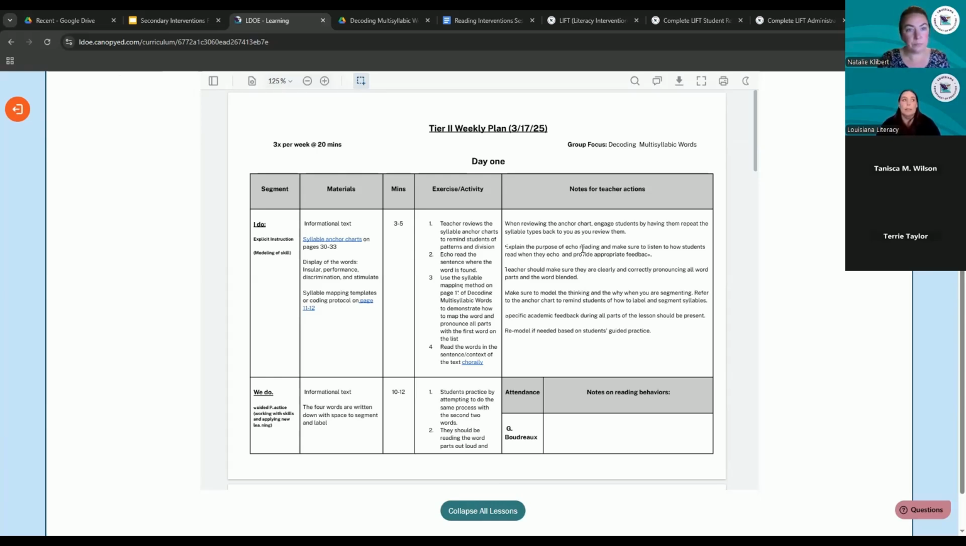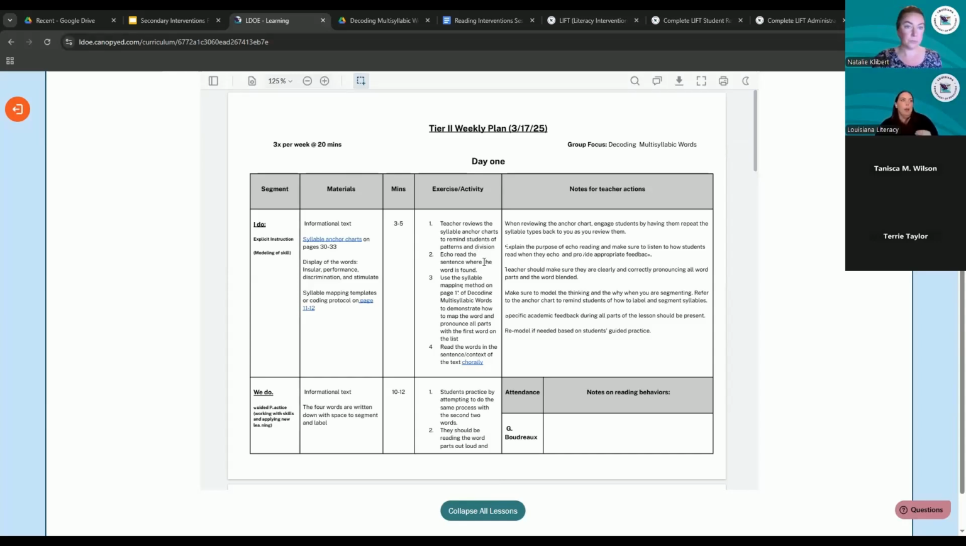So it could be as simple as me saying CVC means consonant, vowel, consonant, and then making them repeat that back to me. Or if I had a special hand motion that went with it, they would do that back to me. You want them still giving you those responses back and forth, even though you're in that I do phase, because you want them as engaged as possible when they're doing the review of that.